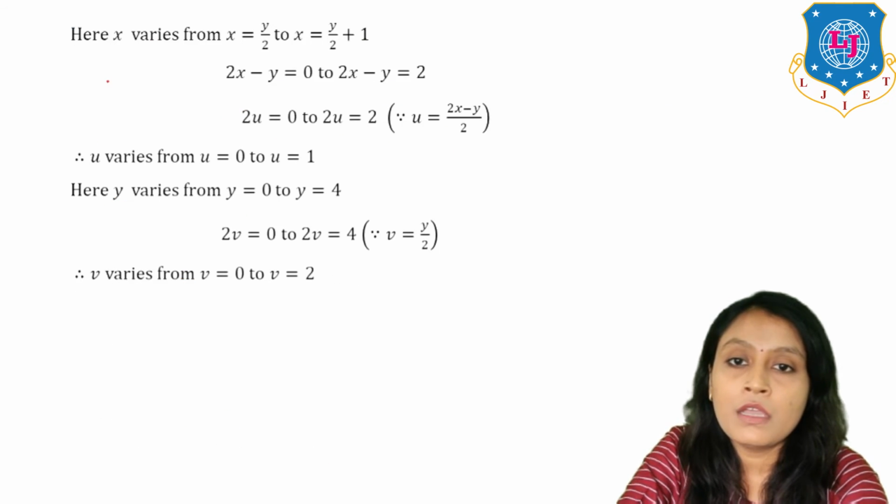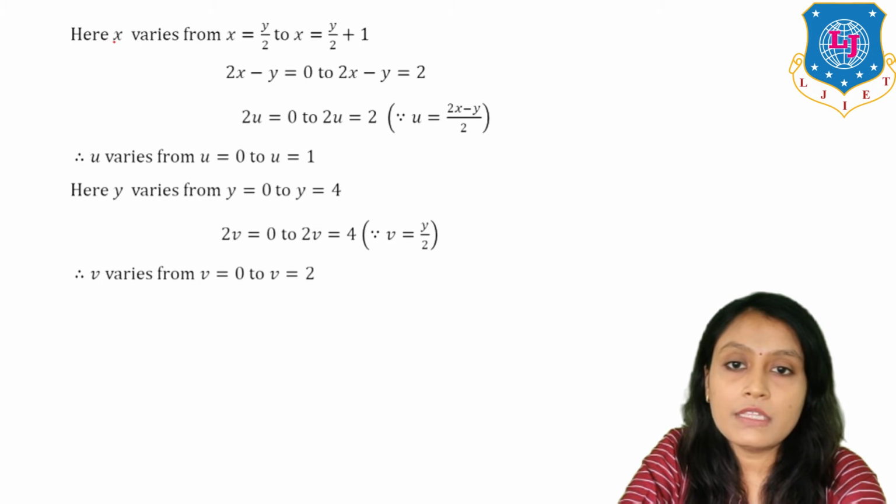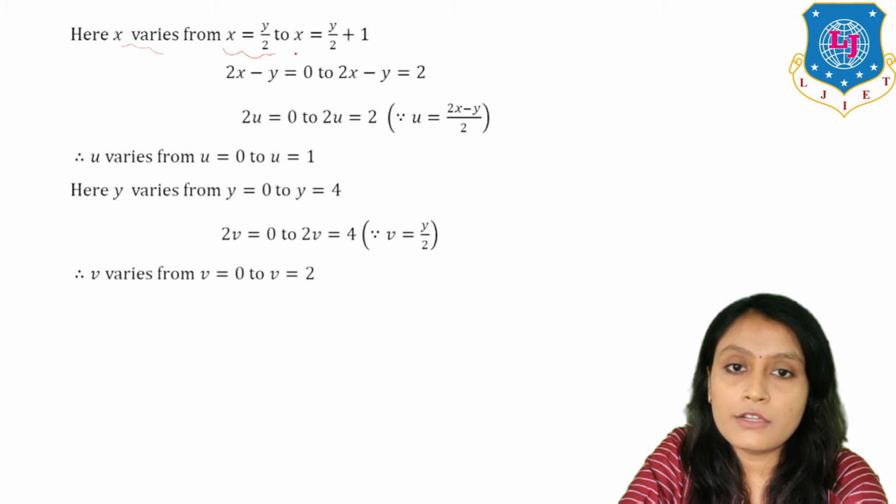Now in the question it is given that x varies from x is equal to y by 2 to x is equal to y by 2 plus 1. Simplify this, so multiply by 2 over here.